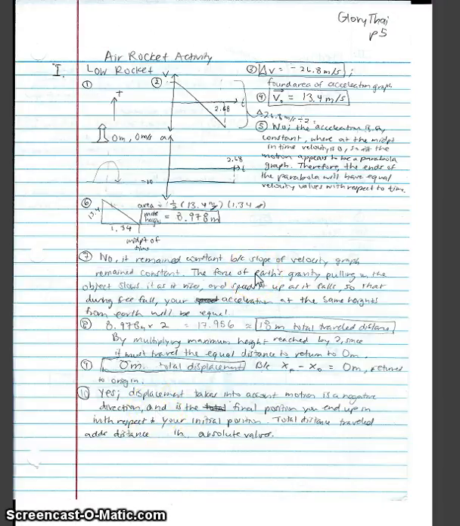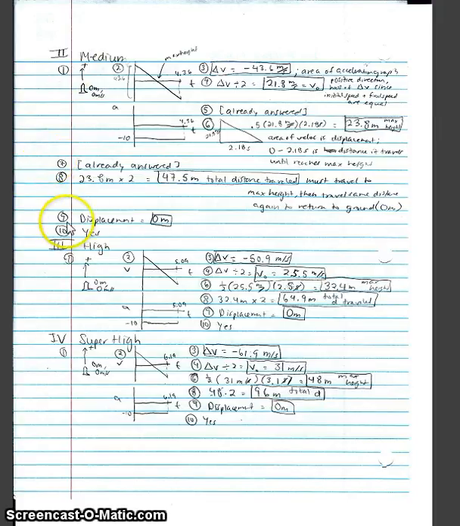However, for all the other speeds of the rocket, most of the answers will apply. So I'm just going to read off my answers for numerical values. So for the medium speed rocket, same diagram.